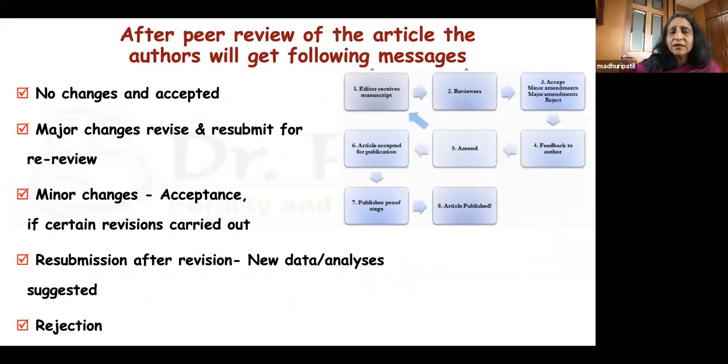So after peer review, as I told you, the reviewer will say you can accept without any changes. There could be major changes which you have to revise and resubmit for re-review. Minor changes you can accept if certain revisions are carried out properly, and resubmission after revision should be done if new data or analysis has been subjected. And the 5th is that it can be rejected.